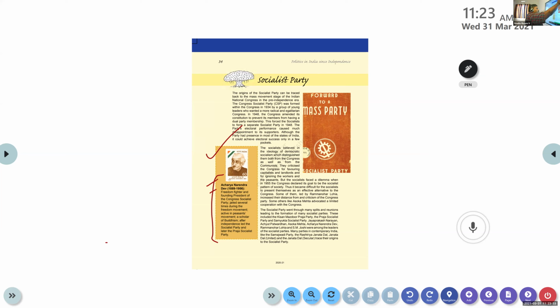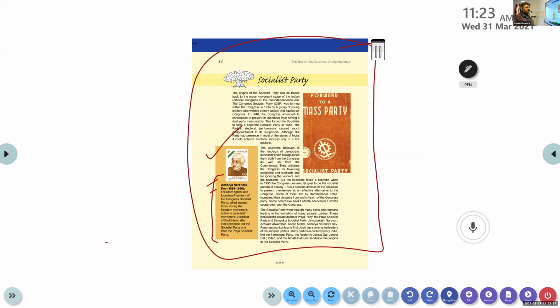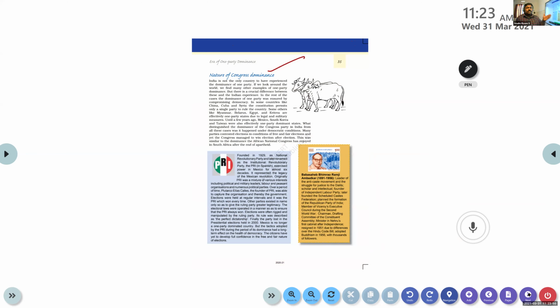We discussed the origin of the Socialist Party in India, and why they reacted against the Congress Party. I already told you that the Congress Party today shows a centrist viewpoint. Centrist viewpoint means not only with the capitalist or only with the socialist, but including both. That is the ideology of the Congress Party today.